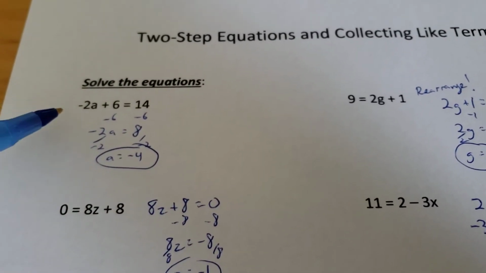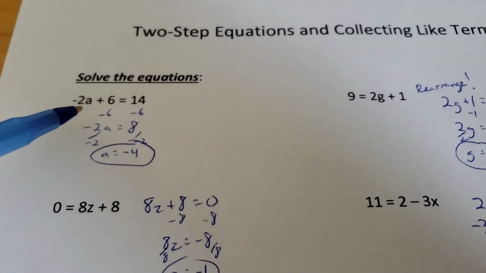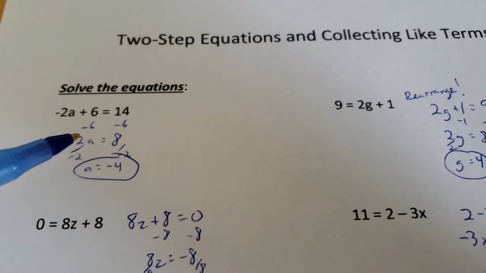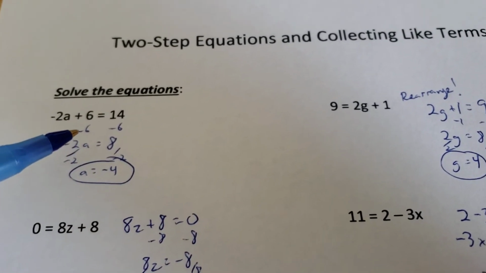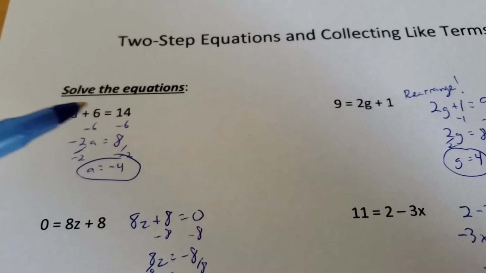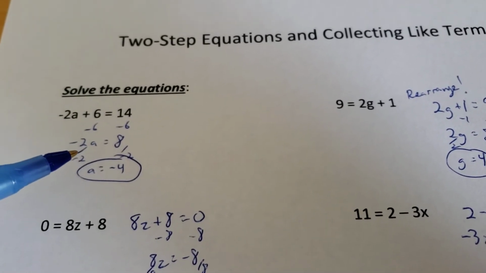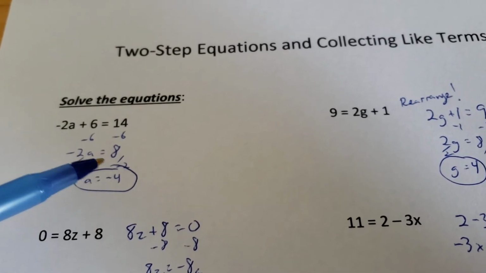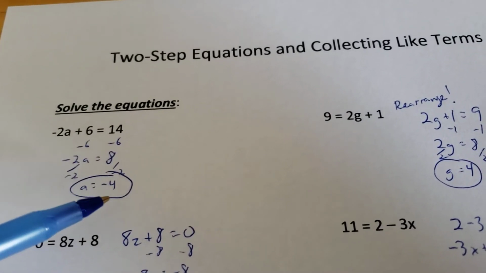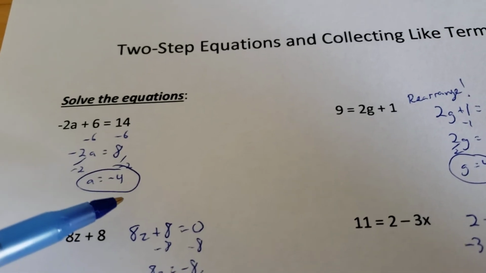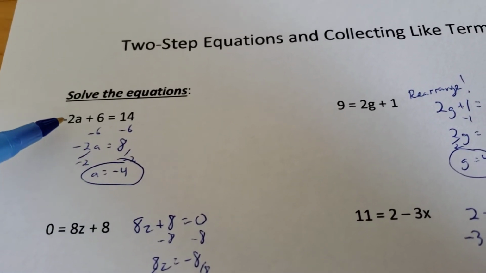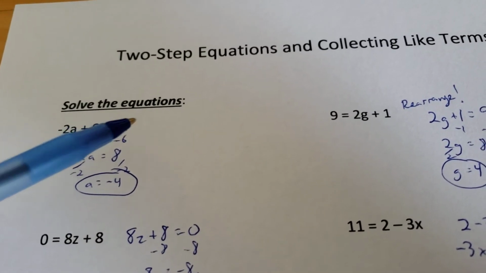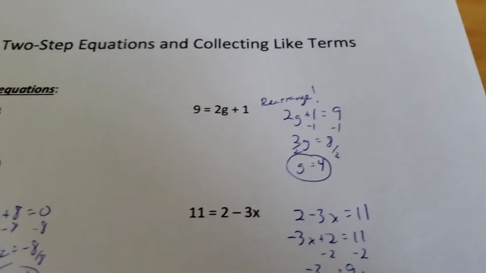All right, so for example here, negative 2a plus 6 equals 14. And we always try to get rid of any adding or subtracting of regular numbers first in these types of equations. So instead of plus 6, I minus 6 from each side, and then I get negative 2a equals 8. And instead of times by negative 2, I divide by negative 2. I do that on both sides, and I get a equals negative 4. Remember, you can always double check your answers. If you have a negative 2 times a negative 4, it gives you a positive 8, and 8 plus 6 is 14. So you always double check those.